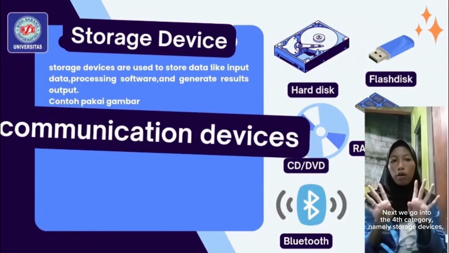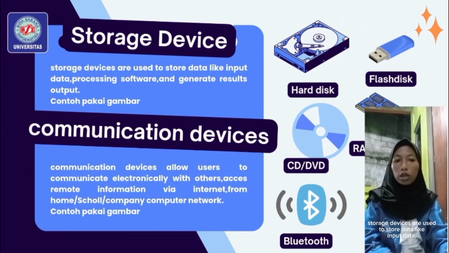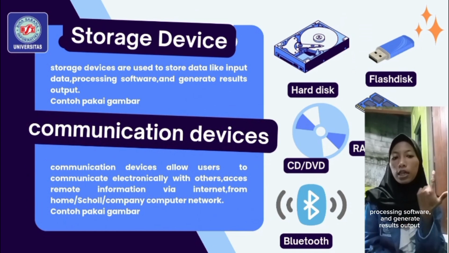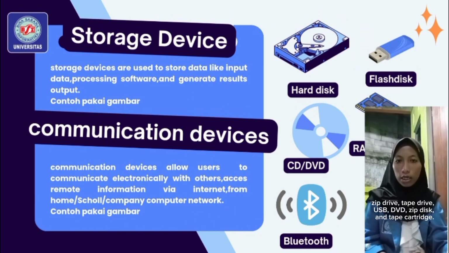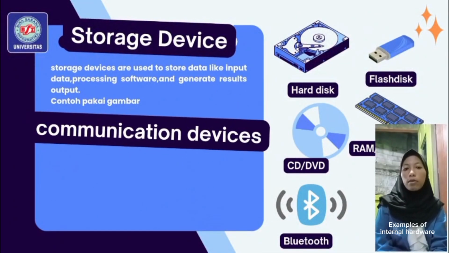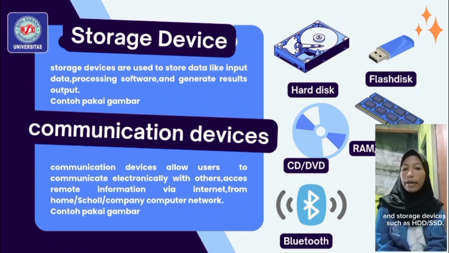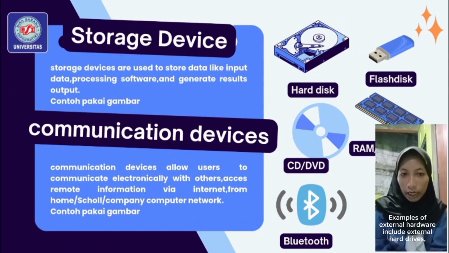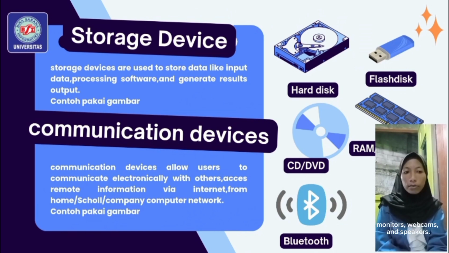Next, we go into the 4th category, named storage devices. Storage devices are used to store data like input data, processing software, and generated output. Examples of storage devices are HDD, DVD drive, floppy drive, zip drive, tape drive, USB, DVD, zip disk, and tape cartridge. Examples of internal hardware include the motherboard, CPU or processor, RAM, graphics card or GPU, and storage devices such as HDD or SSD. Examples of external hardware include external hard drives, USB flash drives, printer, keyboard, mic, monitors, webcams, and speakers.